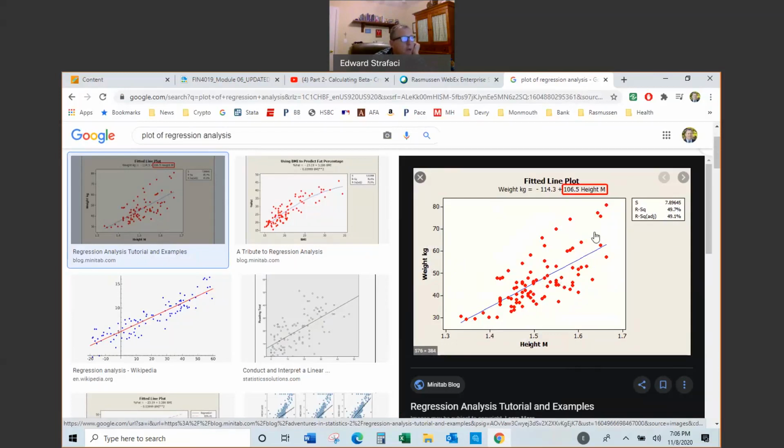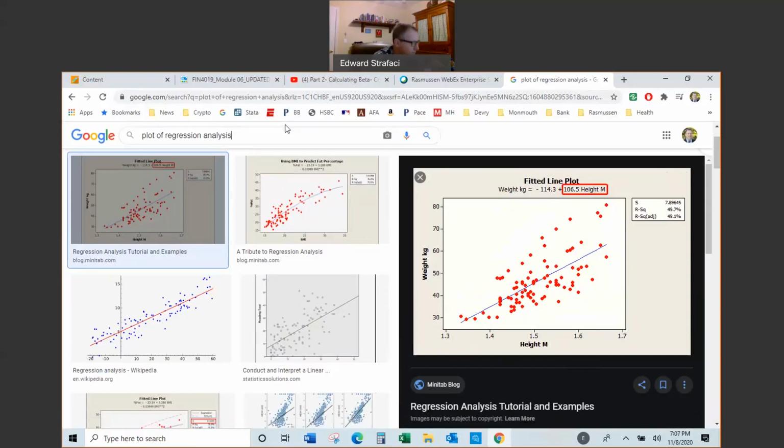But by using this plot, we can actually create this least squares best fit equation, which is weight in kilograms equals minus 114.3 plus 106.5 times height. What that means is minus 114.3 is where you'd start if height were zero. But then every time height goes up, weight goes up by 106.5.